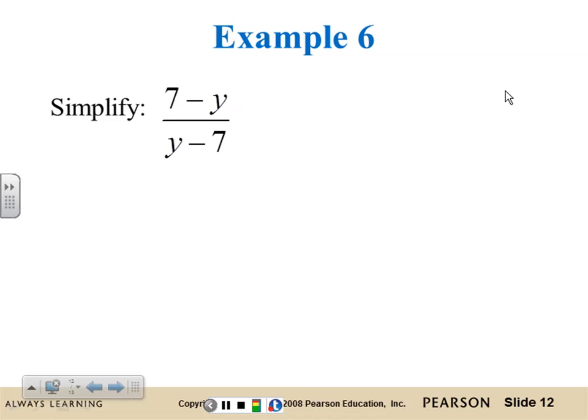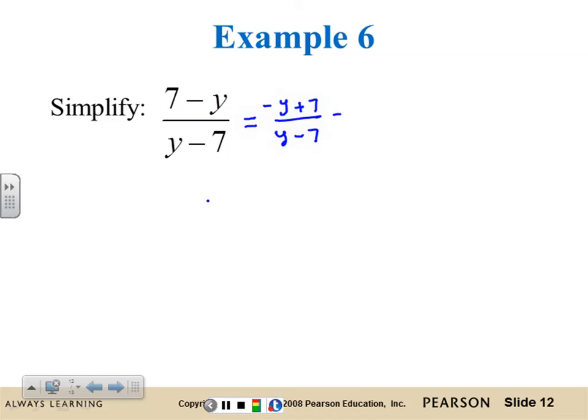Alright, look at this one. Both of these are prime, but they're backwards because here I have a positive 7, here I have a negative 7. So what would happen if we wrote this in descending order? Well, we have negative y plus 7 over y minus 7. Notice that these signs are backwards. So we have a negative y and a positive 7 and a negative 7. The easiest way to fix that is to factor out a -1, and you can factor out a -1 out of either one of them.